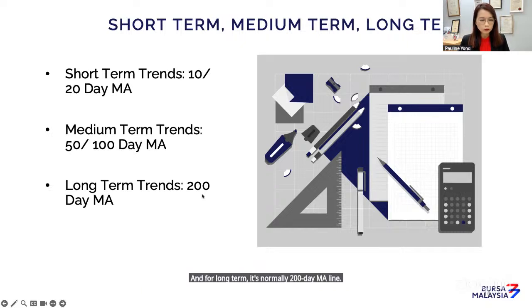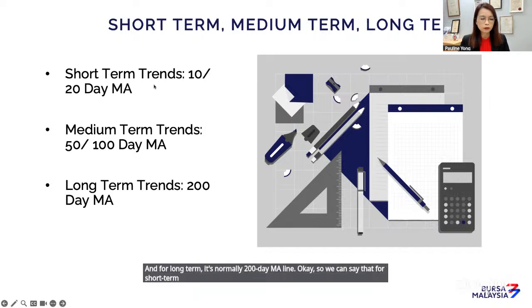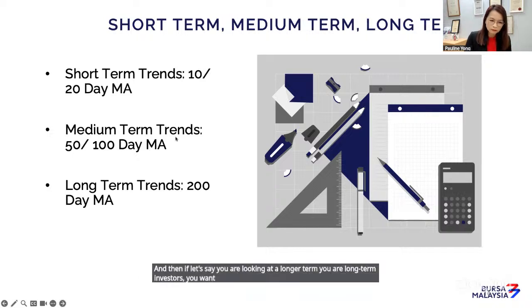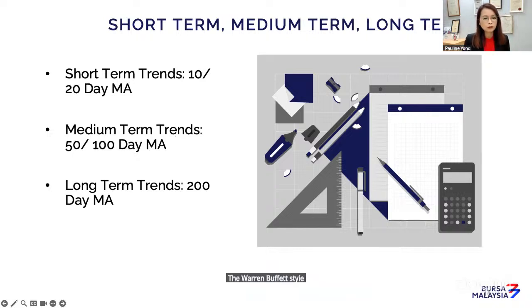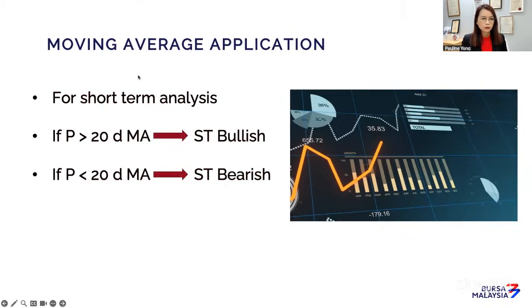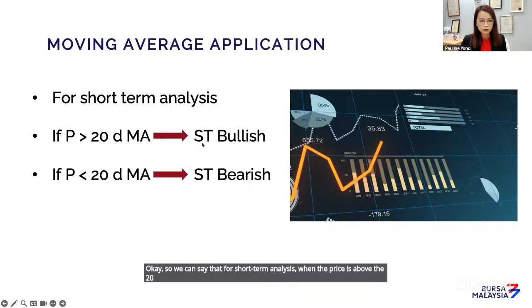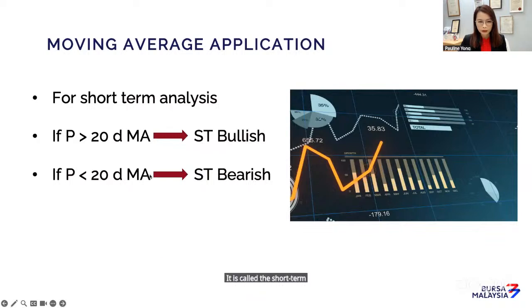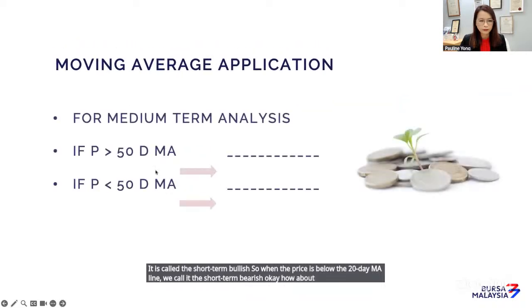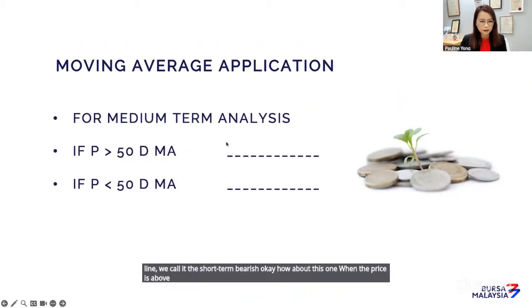So for short-term analysis, we can just look at the 20-day MA line, which is good enough. If you are looking at a longer term, you are a long-term investor who wants to hold for the long term, the Warren Buffett style, then you have to look at the 200-day moving average. For short-term analysis, when the price is above the 20-day MA line, it is called short-term bullish. When the price is below the 20-day MA line, we call it short-term bearish. How about this one? When the price is above the 50-day MA line, what do you call this?